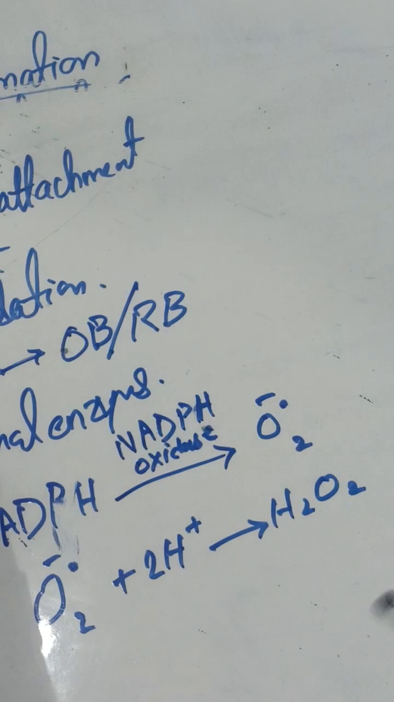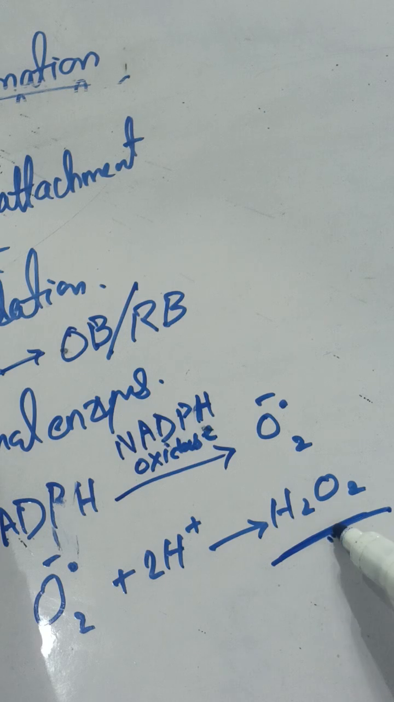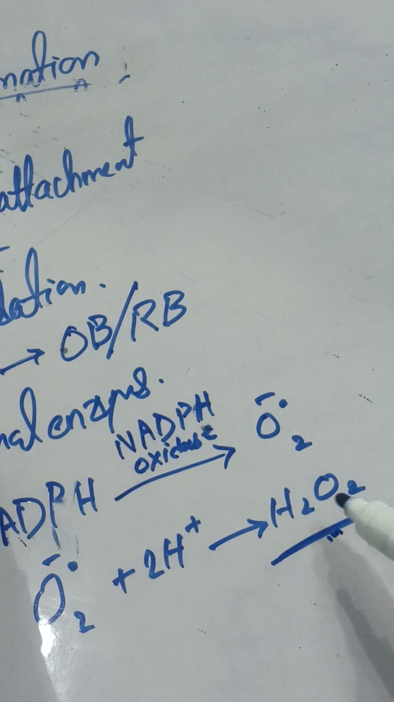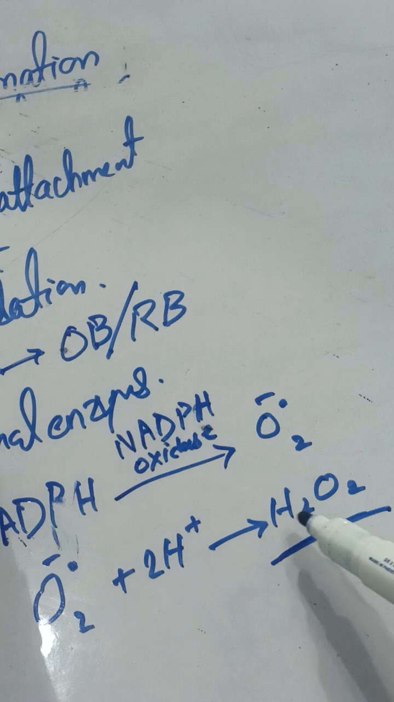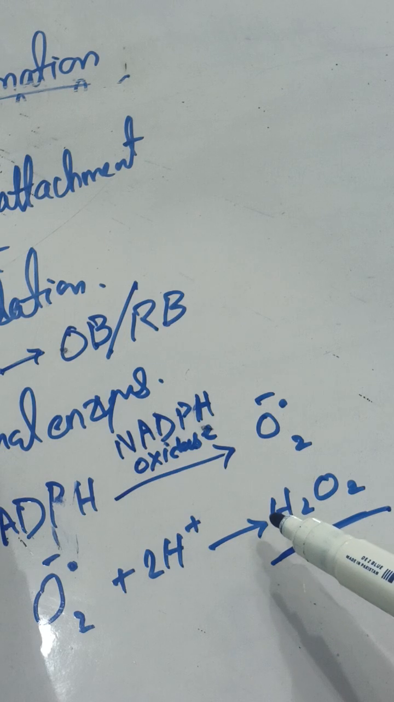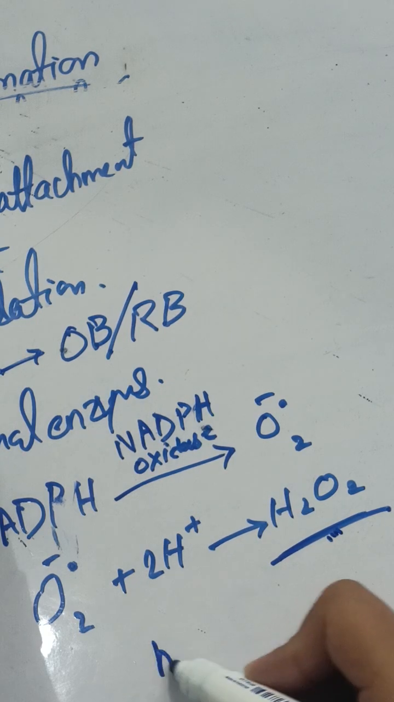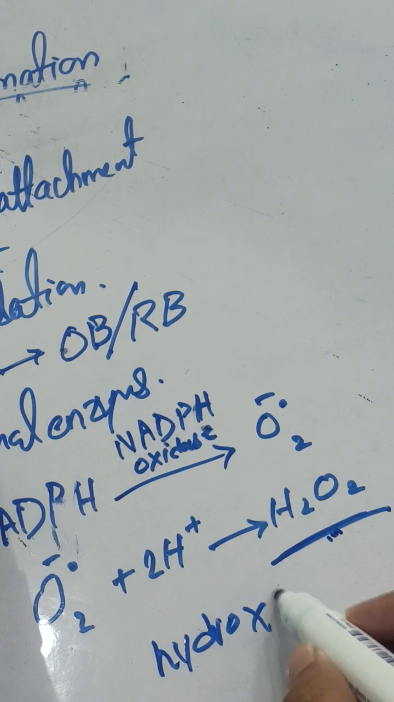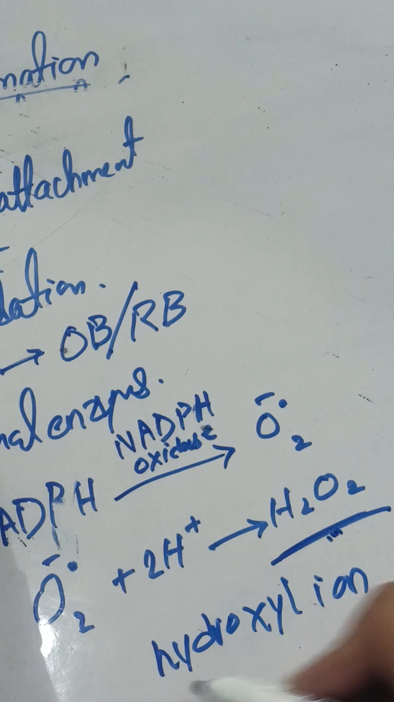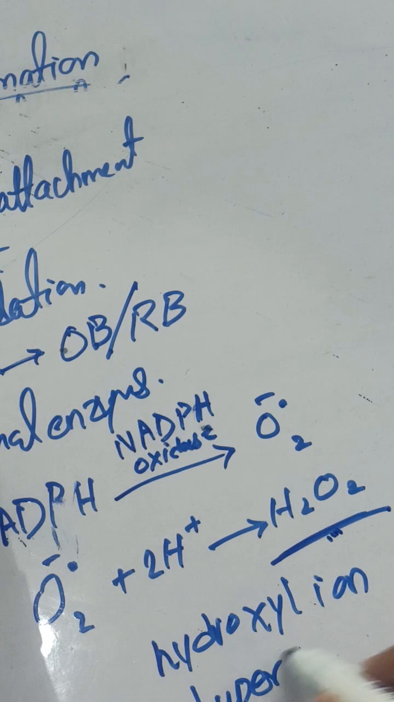This hydrogen peroxide has the ability to kill the microbe. But the reaction doesn't stop there, because it is not enough to kill that microbe completely. The hydroxyl ion and superoxide are more powerful, so more powerful killing will occur through the hydroxyl ion and superoxide.